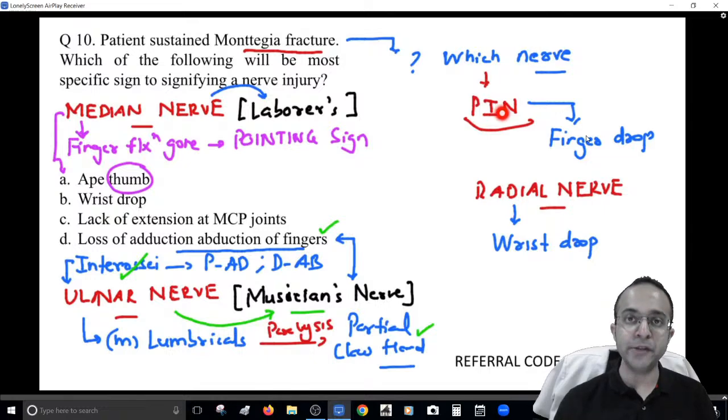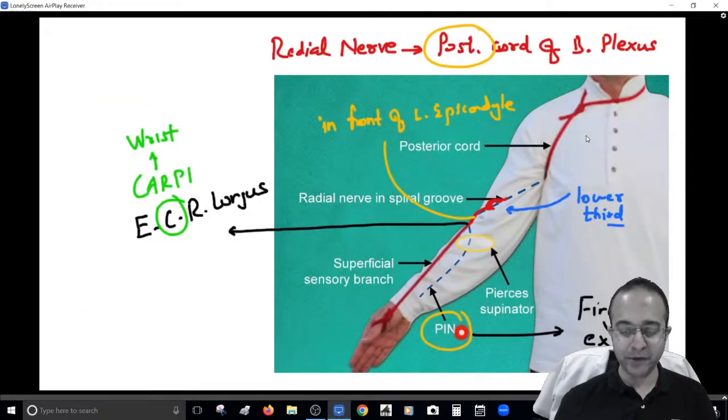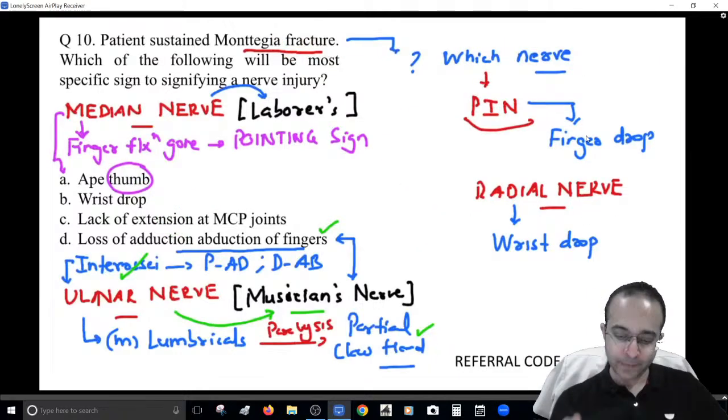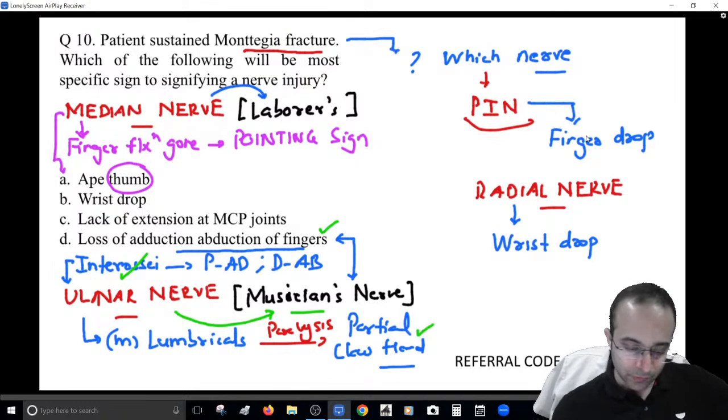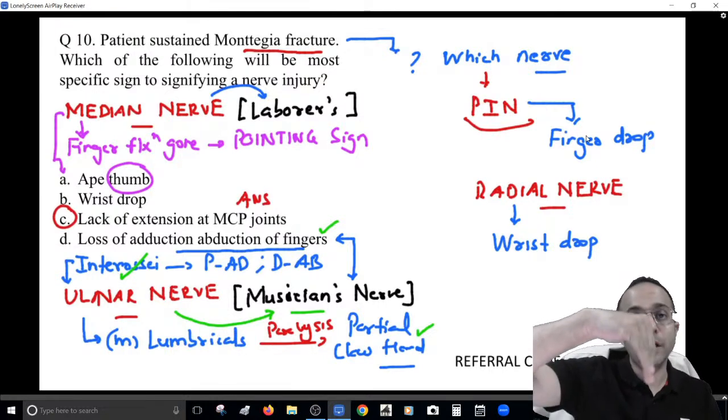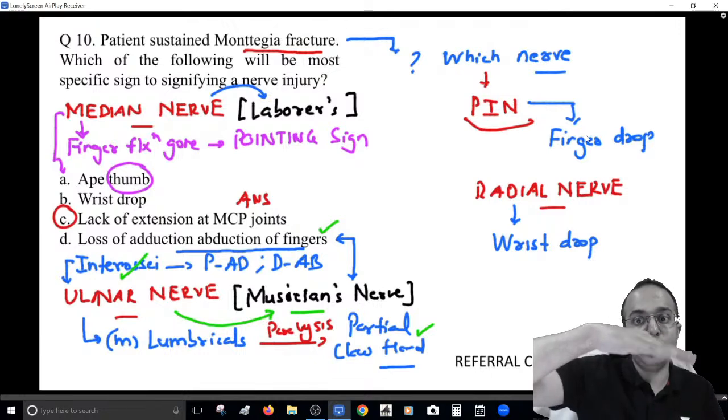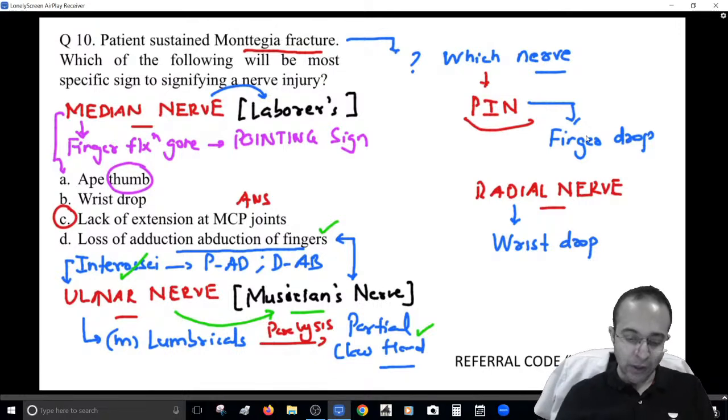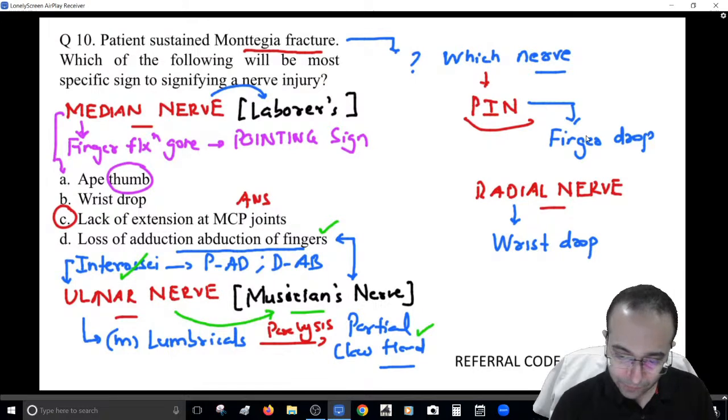Wrist extension will remain intact in PAN injury, because the radial nerve had already supplied wrist extension itself while crossing the spiral groove. So guys, radial nerve injury will give you wrist drop, PAN injury will give you finger drop. Now this is a case of PAN injury, Monteggia fracture. This is what you want to find: lack of extension at the MCP joints, the metacarpophalangeal joints. These knuckles will drop. That is finger drop, lack of extension at the MCP joints.